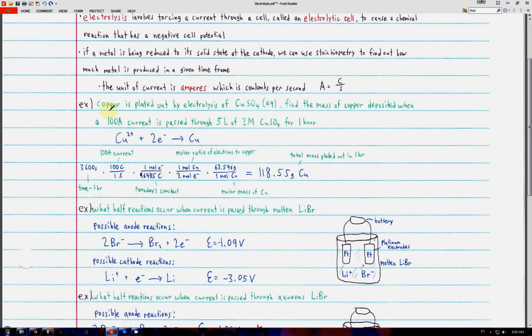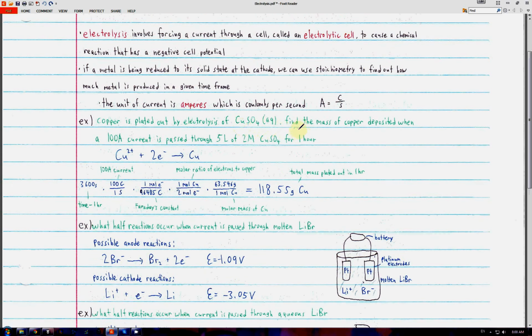So we have copper being plated out by electrolysis of aqueous copper sulfate, and we want to find how much copper is deposited when a current of 100 amperes is passed through 5 liters of a 2 molar solution for 1 hour. So the first step is to write out the half reaction that's taking place. Here, copper is being reduced with 2 electrons to form copper solid.